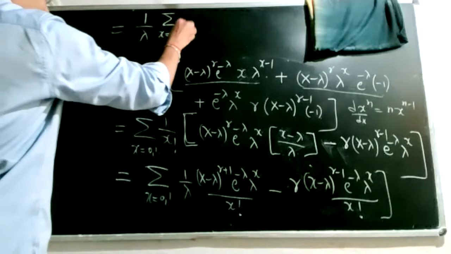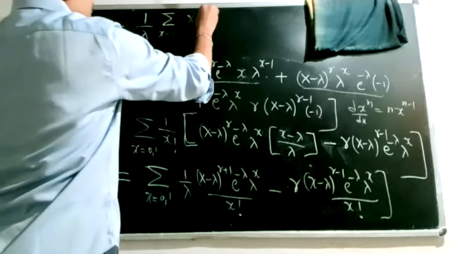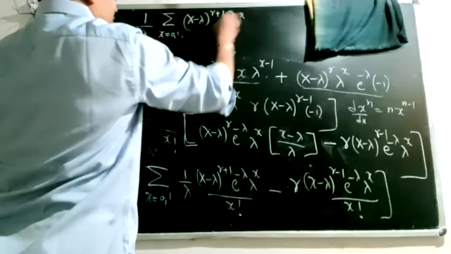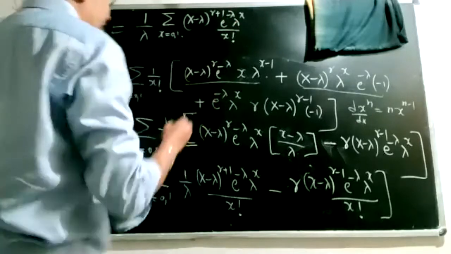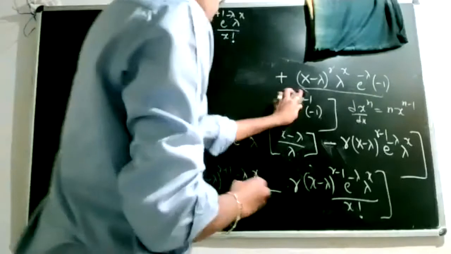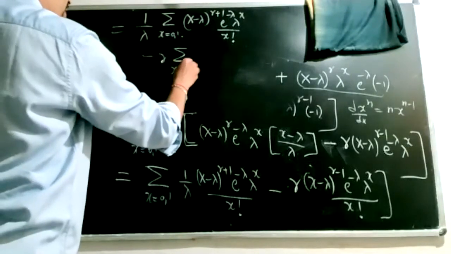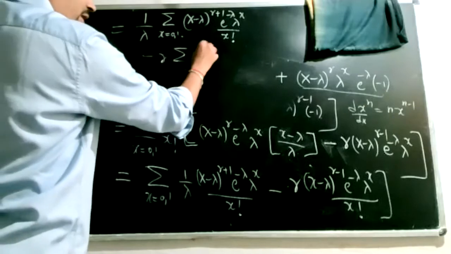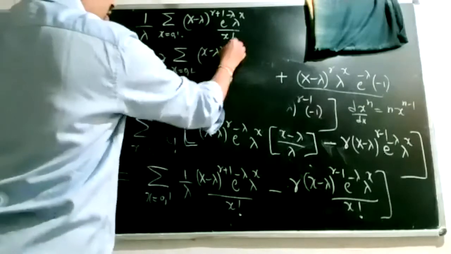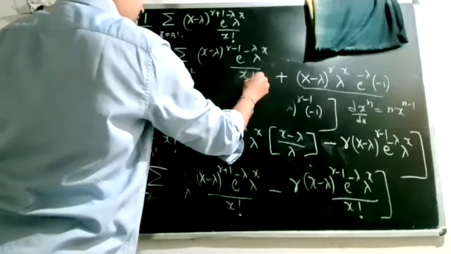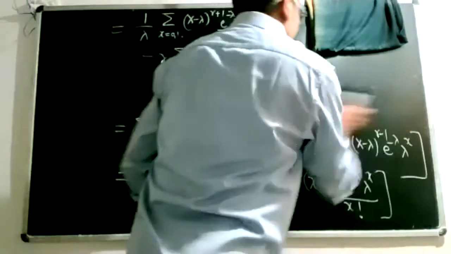Summation x equals 0 to infinity, (x minus lambda) power r plus 1, e power minus lambda, lambda power x by x factorial. That is the first term. And then minus r, summation x equals 0 to infinity, (x minus lambda) power r minus 1, e power minus lambda, lambda power x by x factorial.